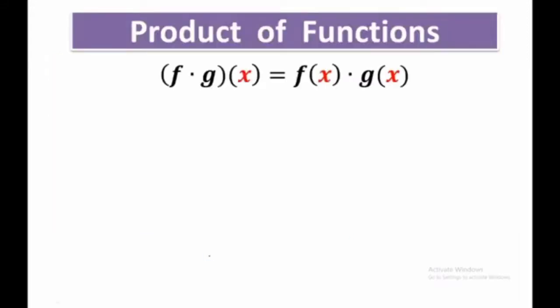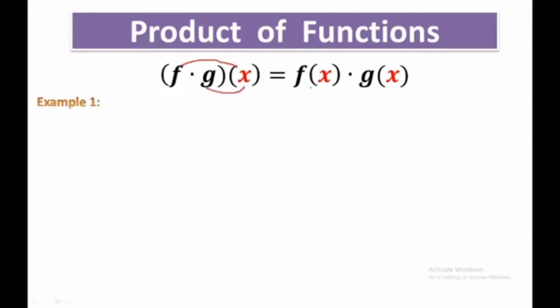Okay? Product of functions na tayo. Okay, in the product of functions, let f and g be functions. So we have two functions, f and g. Their product, f times g, is a function denoted by (f times g) of x, which is equivalent to f of x times g of x. So that is f of x times the g of x.